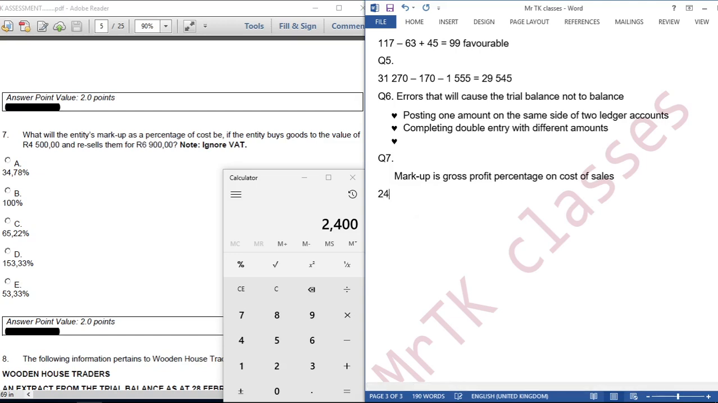So we are going to say 2,400 divided by, remember I said markup is gross profit percentage on cost of sales, so our cost of sales is 4,500. Then we multiply by 100 to get a percentage. So 2,400 divided by 4,500 multiplied by 100, we are going to get 53.33.